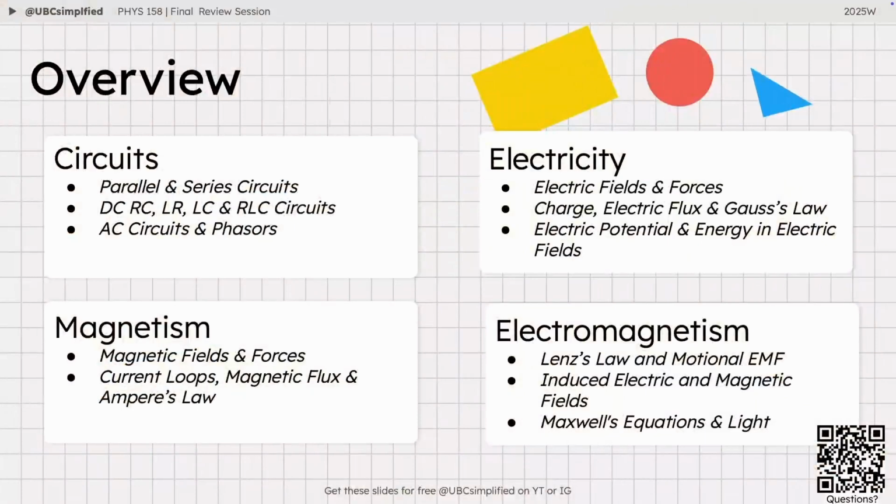Okay, so here's a little overview of how this is going to work. The course is split into kind of 4 sections. So we have circuits, electricity, magnetism, and then we combine it all together at the end. We're going to go through them and cover all these topics in as much detail as we can. Again, we won't be able to get through everything.